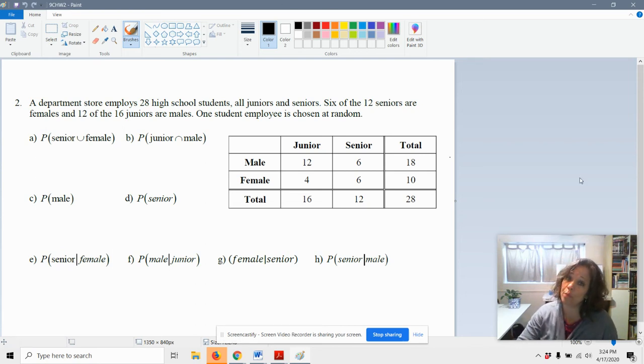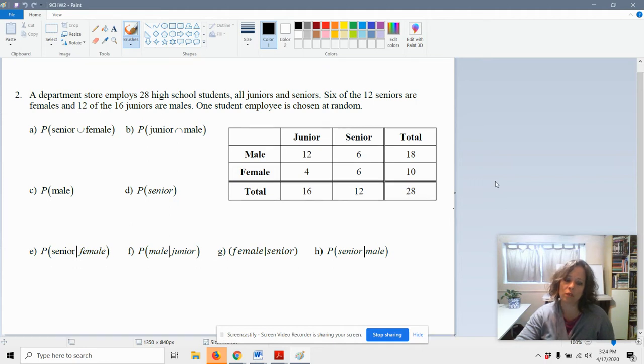It's conditional probability homework, 9C problem number 2 on your homework. So this one is conditional probability using a table, okay? Using a table. So let's go ahead and just jump into this problem.